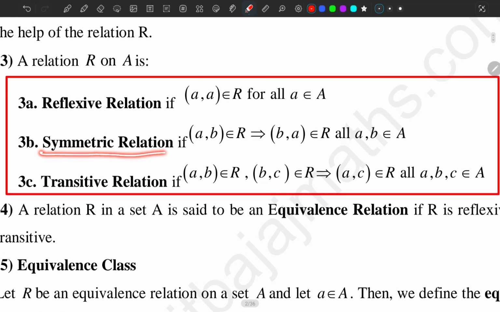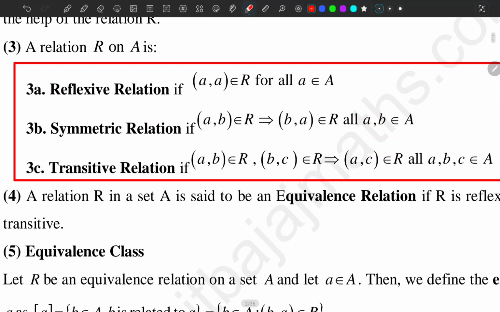Second, symmetric relation. If (a, b) belongs to R, then (b, a) should also belong to R, and if so, then that relation is called symmetric relation. And here a, b should belong to A, right?